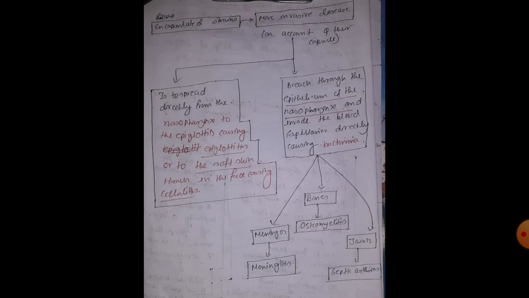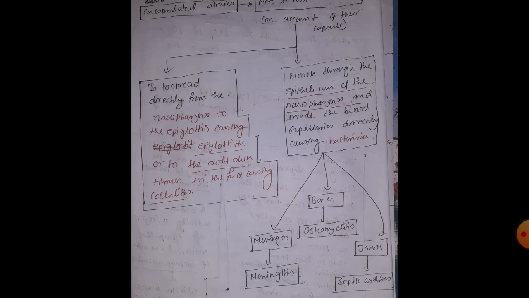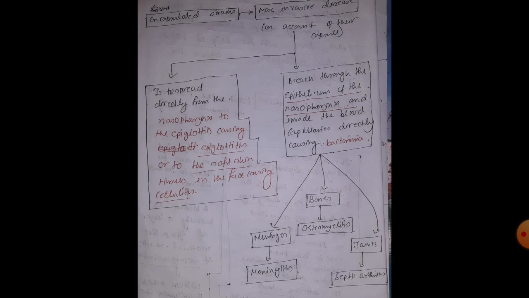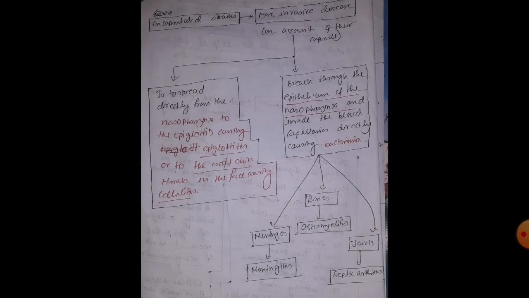So that is all for today's video. Today we have discussed that encapsulated bacteria cause more invasive disease. They can cause cellulitis, epiglottitis, bacteremia, meningitis, osteomyelitis and septic arthritis, right? And non-encapsulated strains can cause otitis media, sinusitis, bronchitis and pneumonia, right?